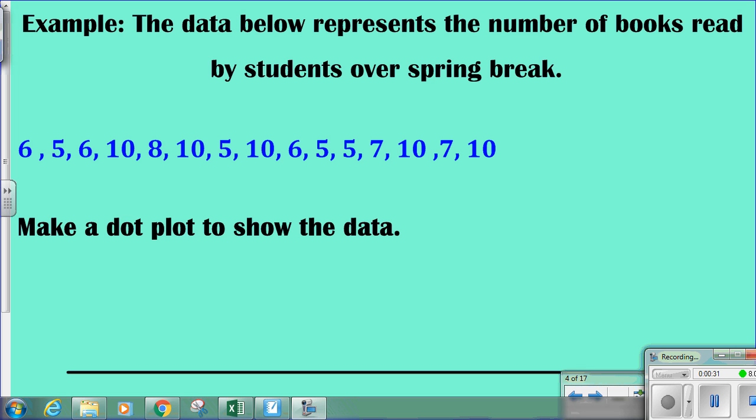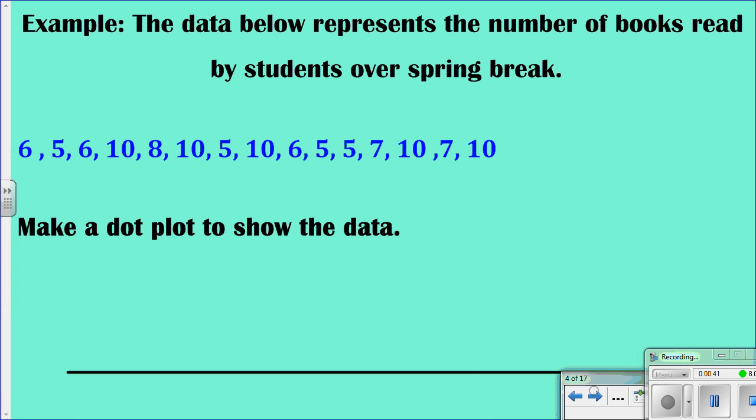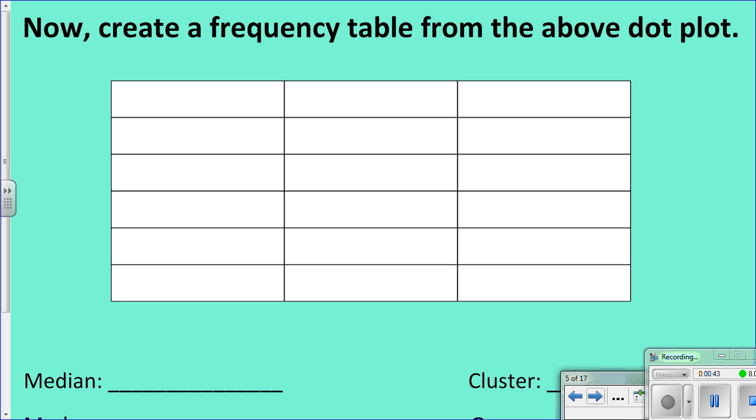The data below represents the number of books read by students over spring break, and we're going to make a dot plot. But before we make the dot plot, I want to put it into the frequency table first. So we're going to skip to the bottom part, and we're going to put some labels in here. We want our books read. We want the tallies. And we want the frequency.